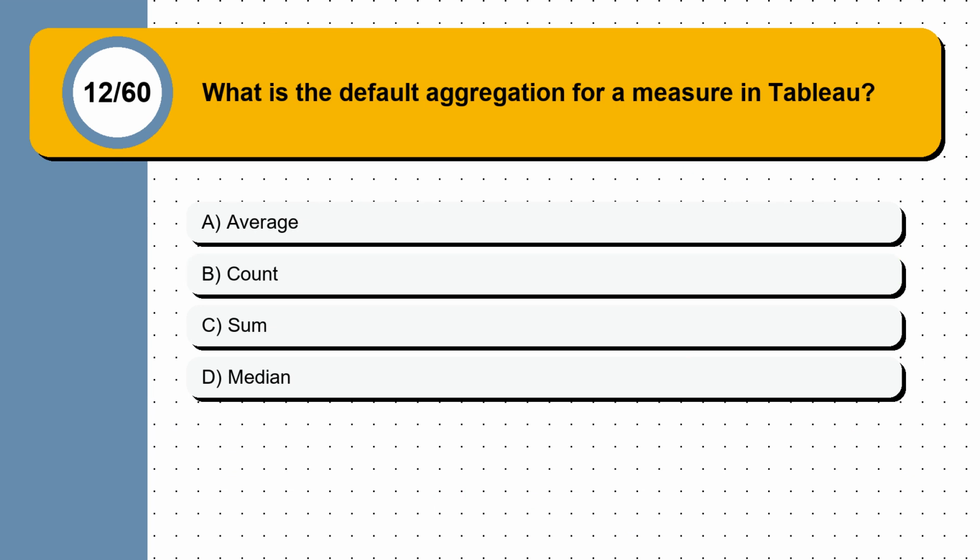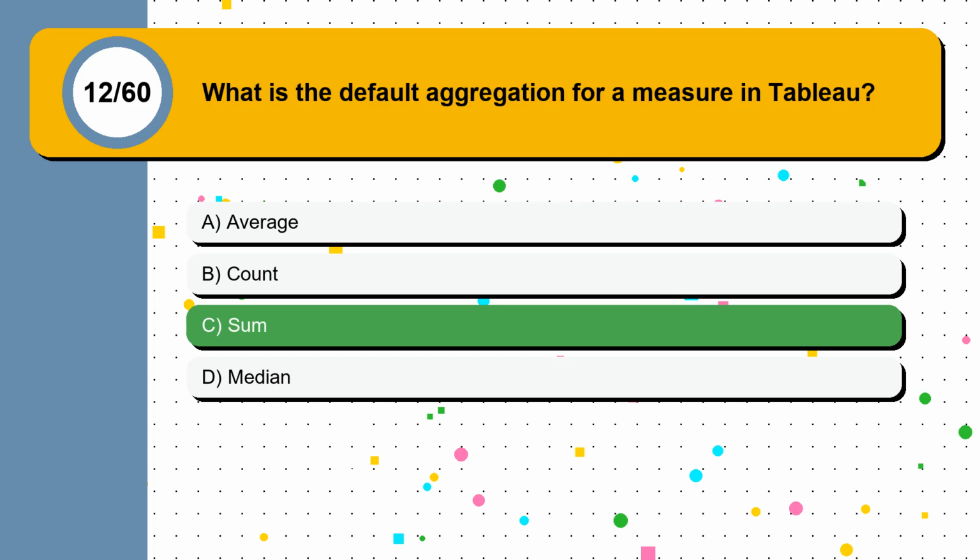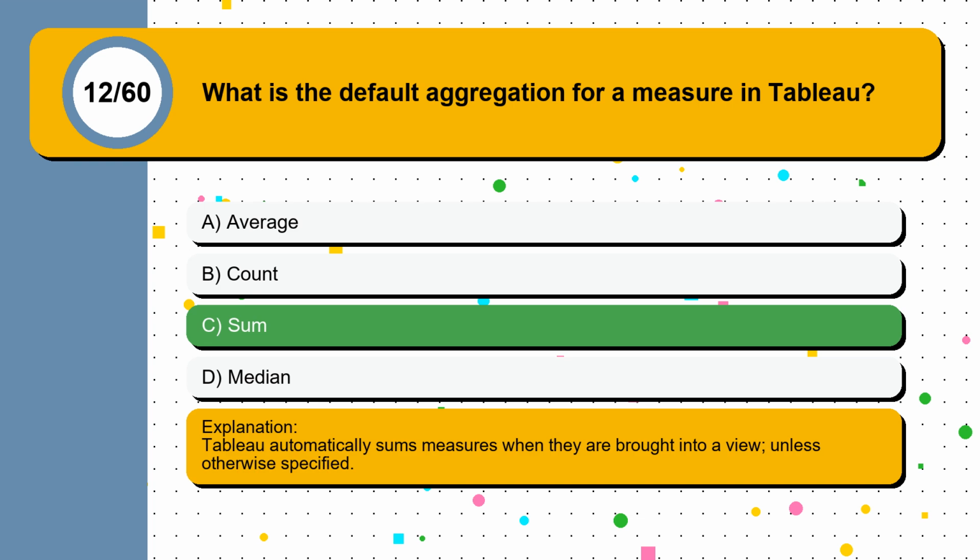Question 12. What is the default aggregation for a measure in Tableau? Option A, average. Option B, count. Option C, sum. Option D, median. The correct answer is option C, sum. Tableau automatically sums measures when they are brought into a view unless otherwise specified.